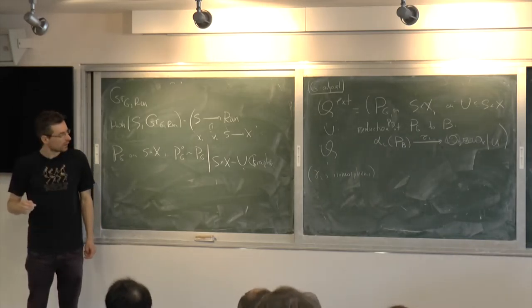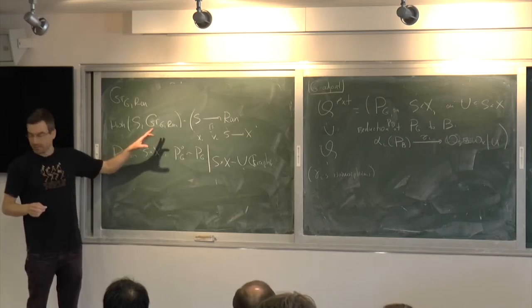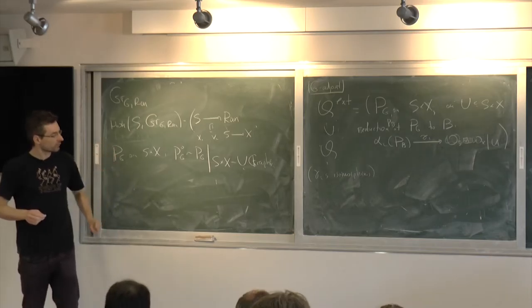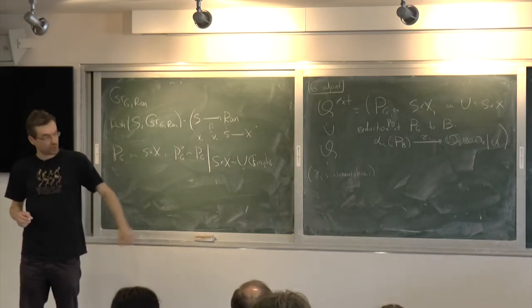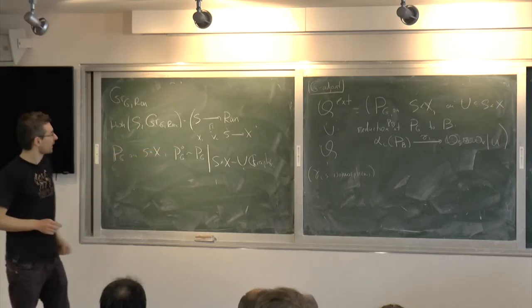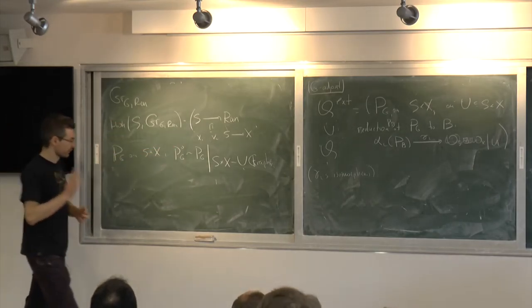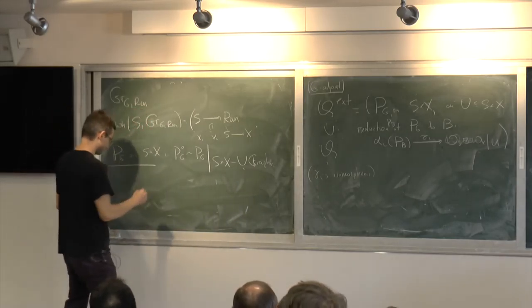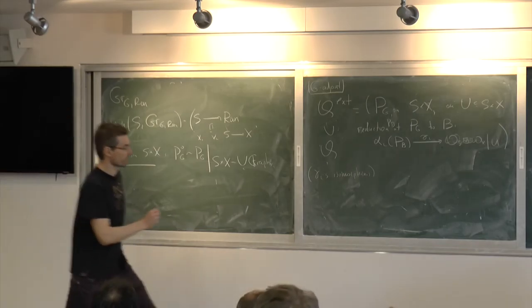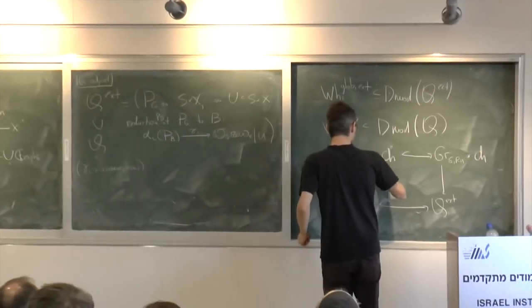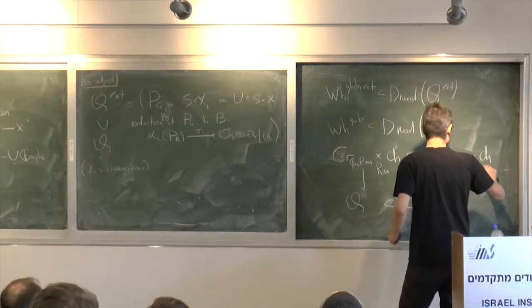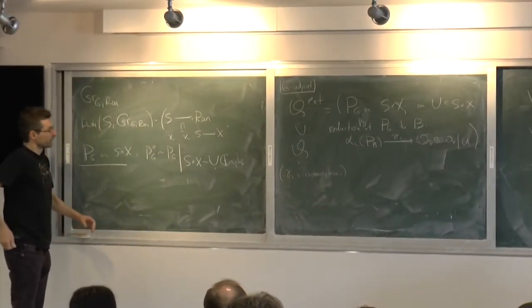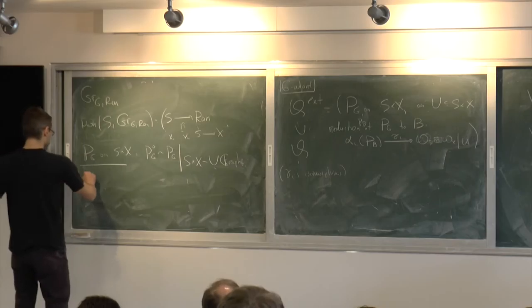Those were just sections of the omega. Okay, so this is the Grassmannian. Sorry, I didn't follow exactly the notation. What is PG0? PG0 is that trivial bundle. And now let me tell you what this CH is.